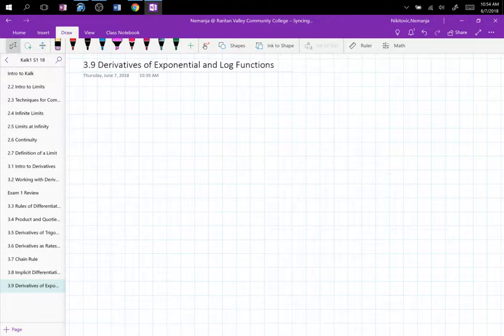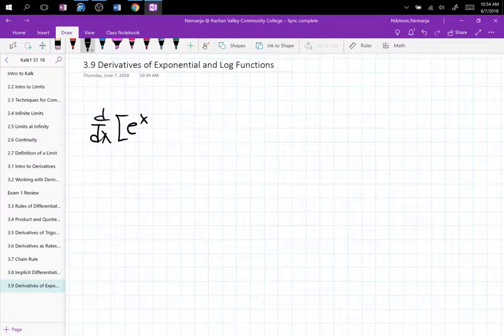So let's deal with exponential functions first. We already have, I hope, the knowledge that the derivative of e to the x is e to the x. Now there is a proof that you can do using the limit definition, the one with the difference quotient. You can do that if you want, though you would have to know the limit of e in order to do it.